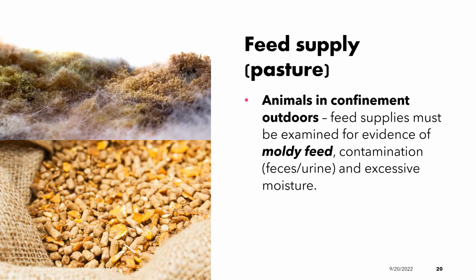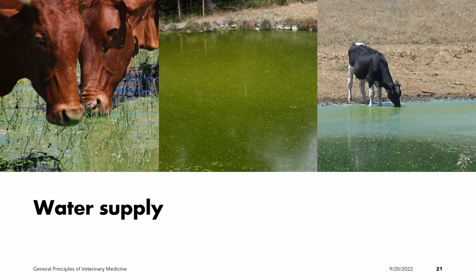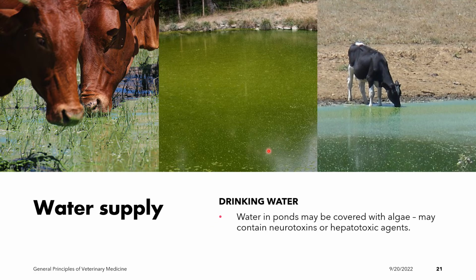For animals in confinement outdoors, the feed supplies must also be examined for evidence of moldy feed, as shown in the figure. Contamination of the feeds with feces and urine, as well as excessive moisture. In terms of the drinking water supply, the water in the ponds may be covered with algae, as shown in the figure. It may contain neurotoxins or hepatotoxic agents.